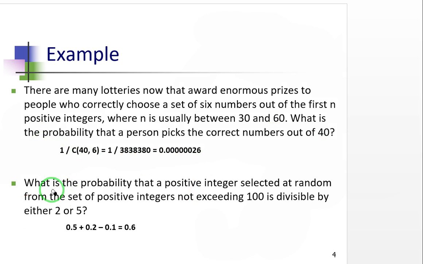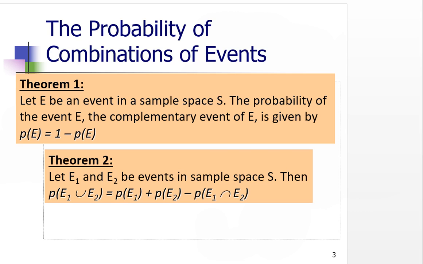Now coming to another example, the second example. What is the probability that a positive integer selected at random from the set of positive integers not exceeding 100 is divisible by either 2 or 5? So now we have 2, 5 and 100. Just keep in mind the formula we had: we have 2 events, 2 and 5, so we need to use this formula. Initially find P(E1), then P(E2), then the intersection, and at the end we can add and subtract.